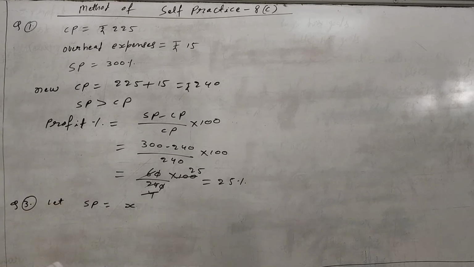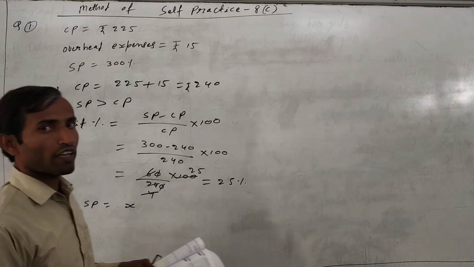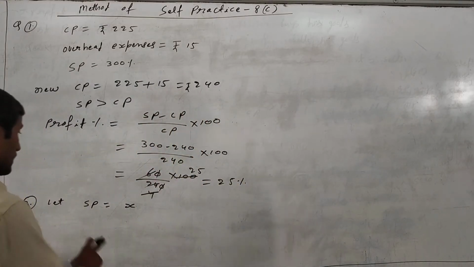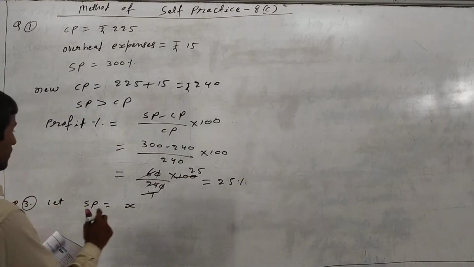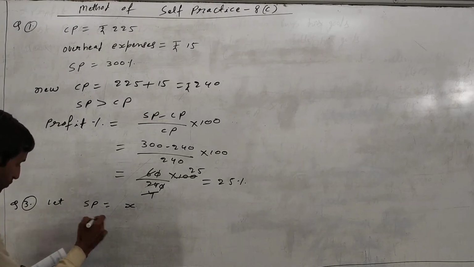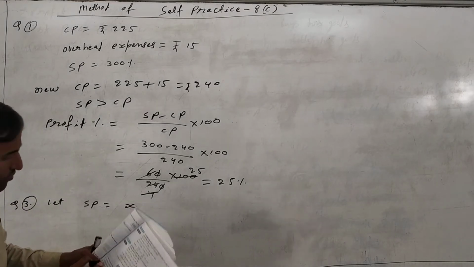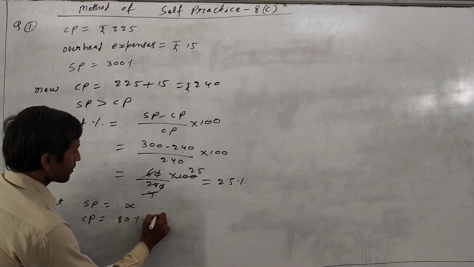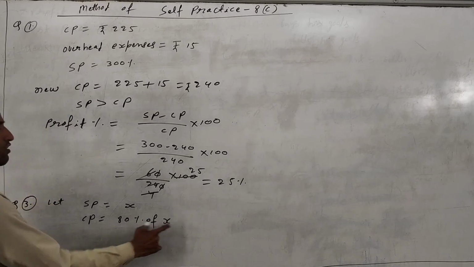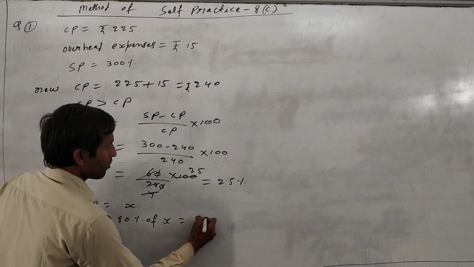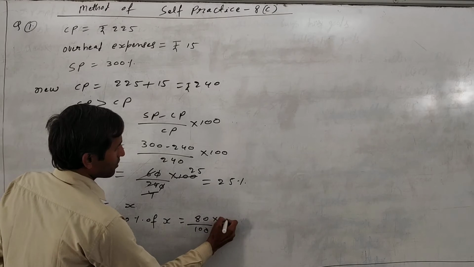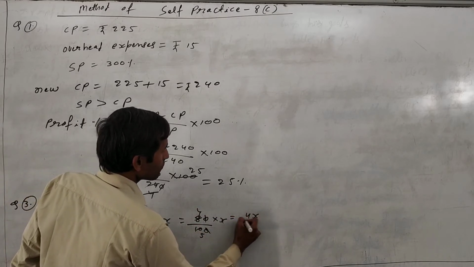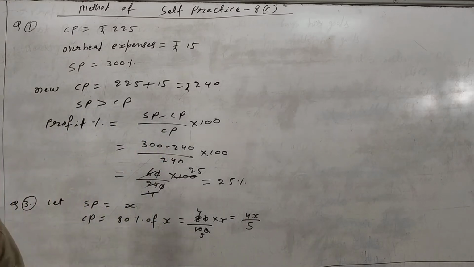SP is equal to X, because neither SP nor CP is given. So first we have to suppose SP, and then use the condition given here. CP is equal to 80% of SP, means X. So 80% of X: 80 upon 100 into X. Then it will cancel out, 4, 5. So 4X upon 5 will come. This one is the CP.